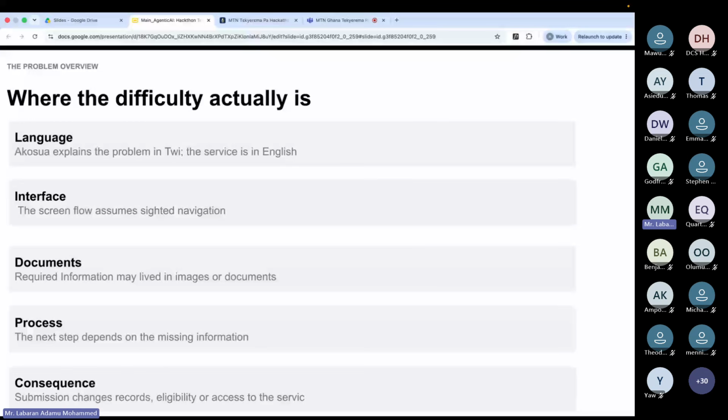Maybe before the agent moves the user to the next steps, there is missing information. How do we communicate that? How do we determine that? And consequence. Our agent should have consequence. For example, submitting that information or submitting that form changes a record. So that's a consequence. It's something we have to think about very carefully. Submitting that information also changes the eligibility or access of that individual.